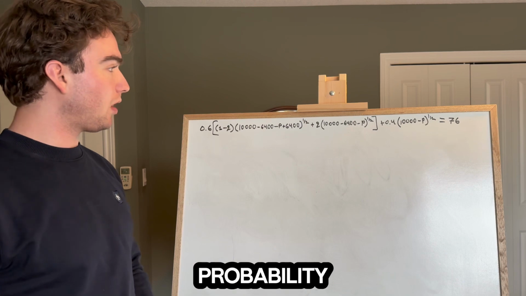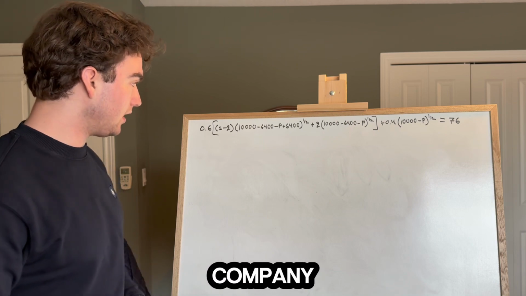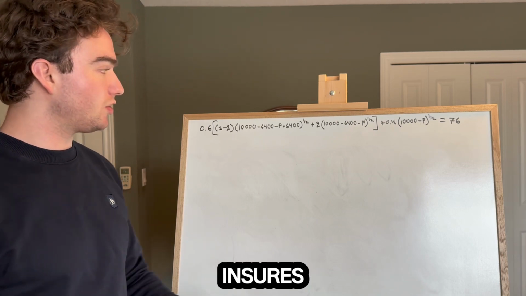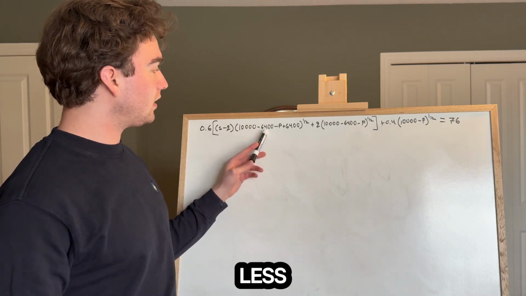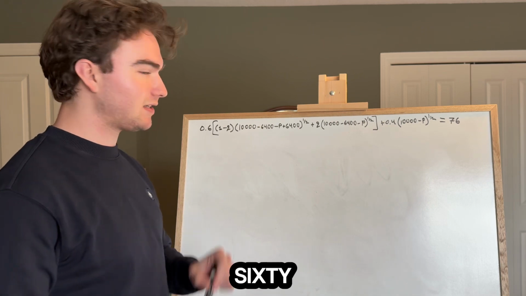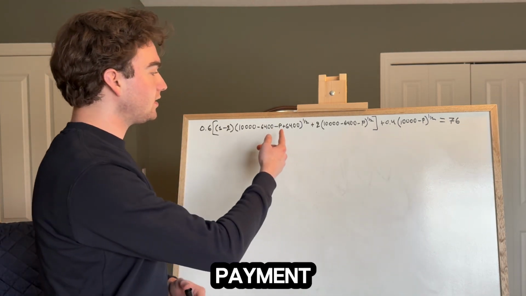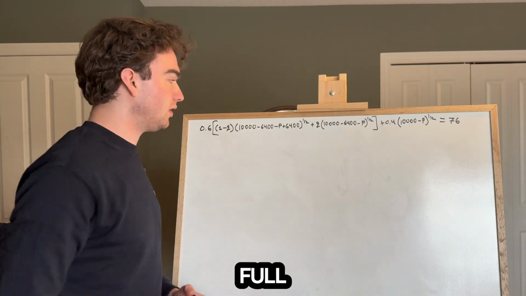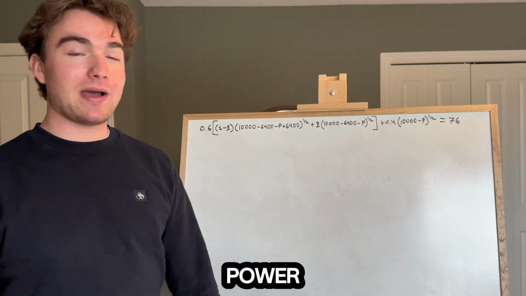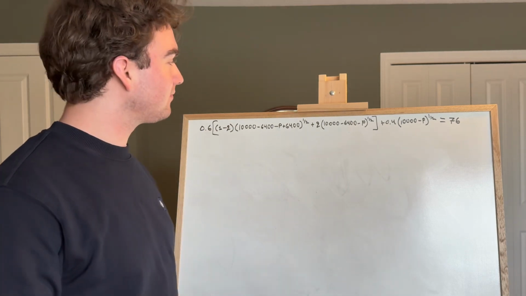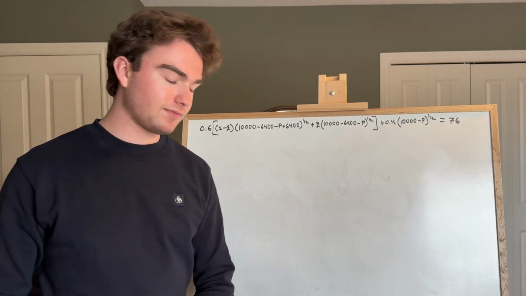0.6 is the probability that you get into an accident. 1 less Q is the probability that the insurance company insures in total against the accident, where 10,000 is your wealth, less 6,400 is the damage. That's the premium payment, and that is the full coverage. All to the power of 1/2, which is your risk aversion, plus Q, which is the probability that the insurance company does not insure.